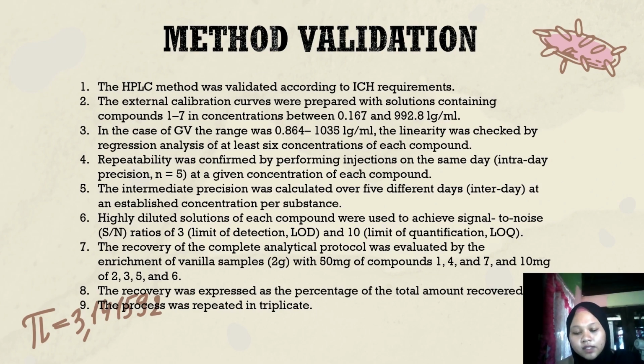Number 7, the recovery of the complete analytical protocol was evaluated by the enrichment of 2 grams of vanilla samples with 50 mg of compounds 1, 4, and 7 and 10 mg of 2, 3, 5, and 6. Number 8, the recovery was expressed as the percentage of the total amount recovered. And the final one is that the process was repeated in triplicate.